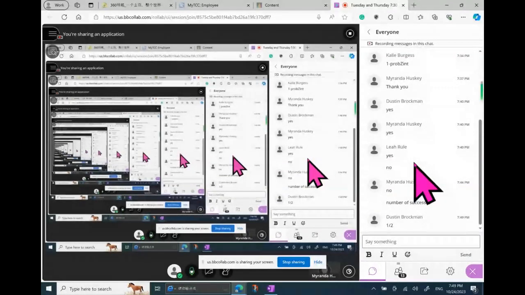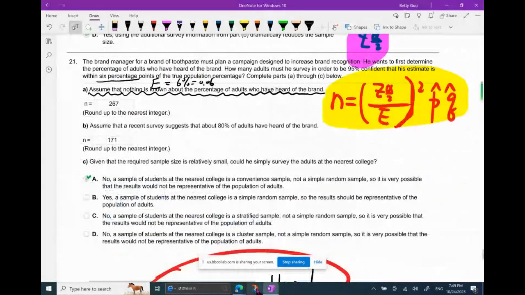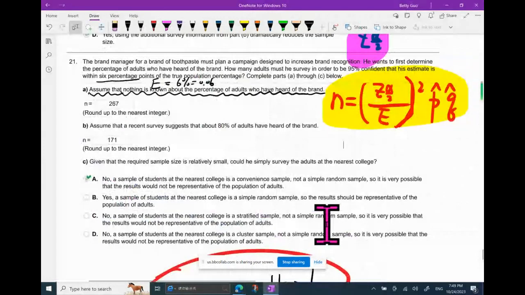Dustin, you go too far ahead. The answer I expect you to give me is sample proportion. Yes, p hat here is the sample proportion. But we don't even have a sample yet. How do we know the sample proportion? So we do not know p hat. If p hat is unknown, that means q hat is also unknown, right? Q hat is 1 minus p hat. So part A is a very reasonable, practical assumption.